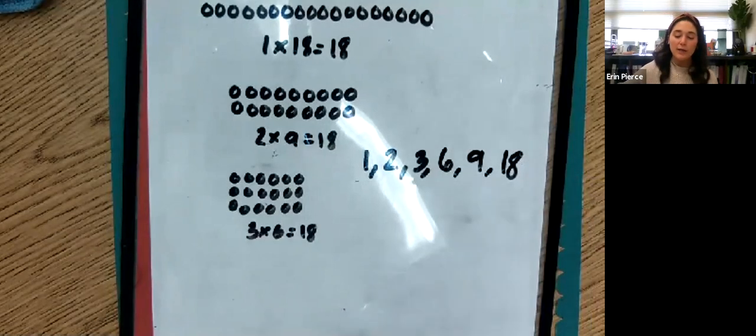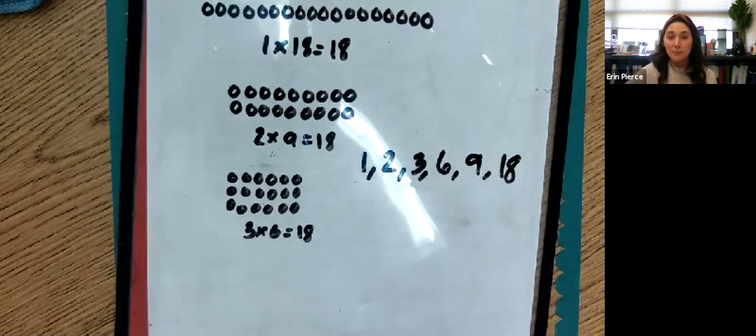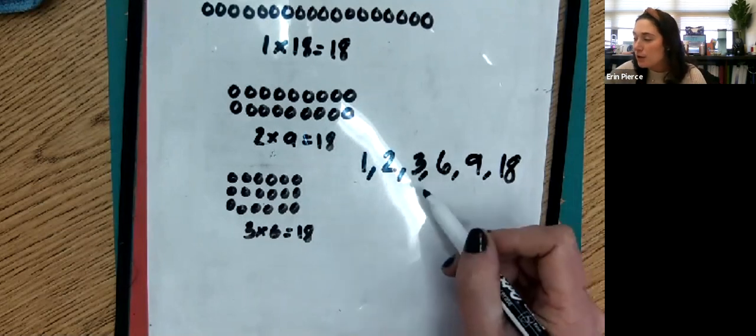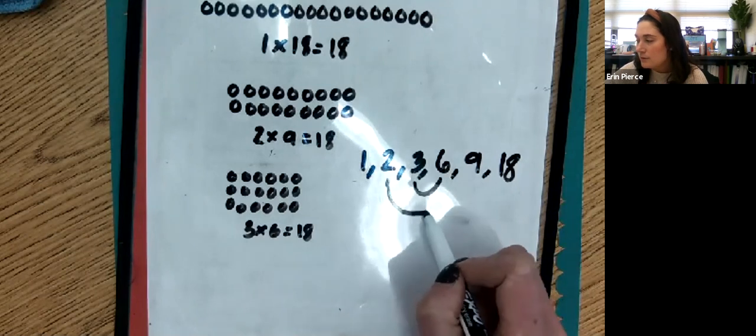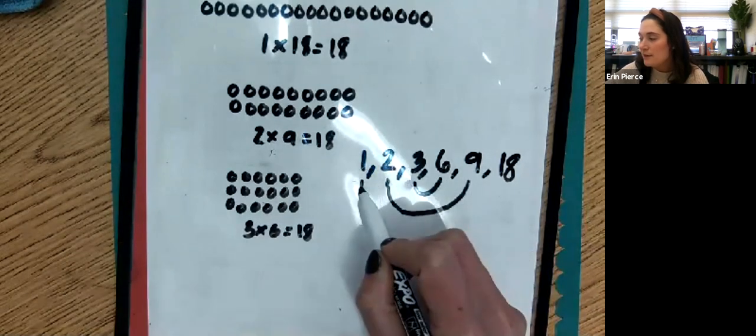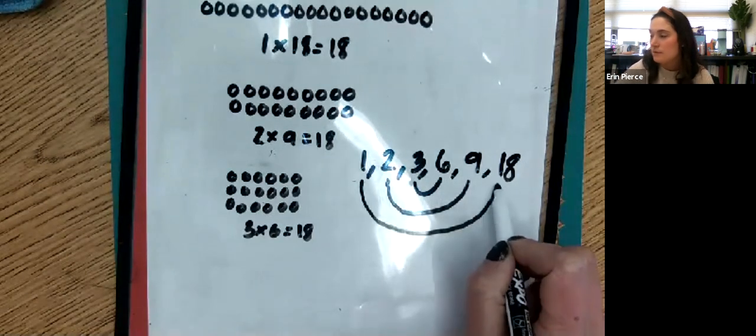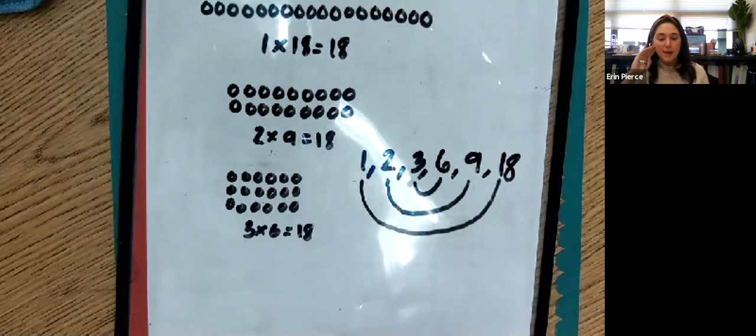Perfect. And what we see a lot of the times to show how the factors match up with one another, we draw arrows, almost like a little rainbow, to show that these factors match up with one another, okay? So those are our factors of 18, okay?